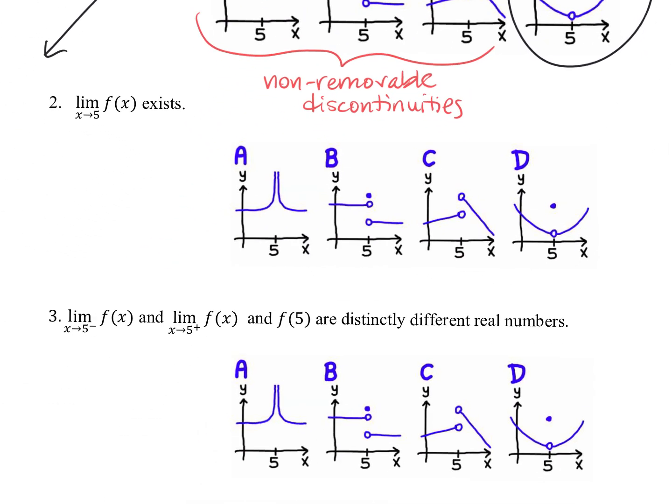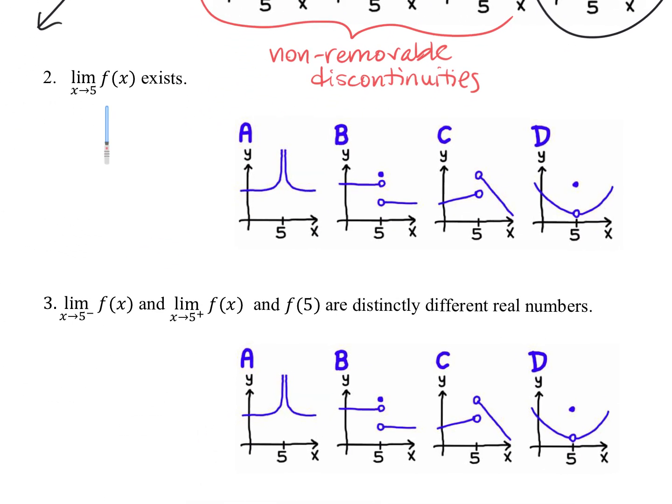Okie doke, let's see this next one. It says, all right, which one of these says the limit as x approaches 5, the limit exists? A, B, C, or D? D. Yeah, the limit exists. The other limits do not exist. They're going to infinity or they're equaling different values from both sides.